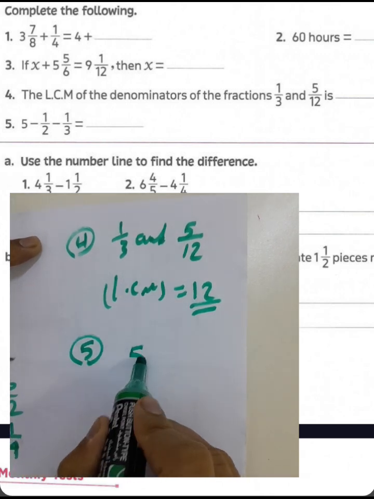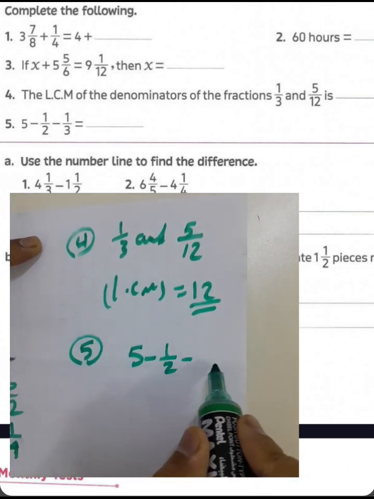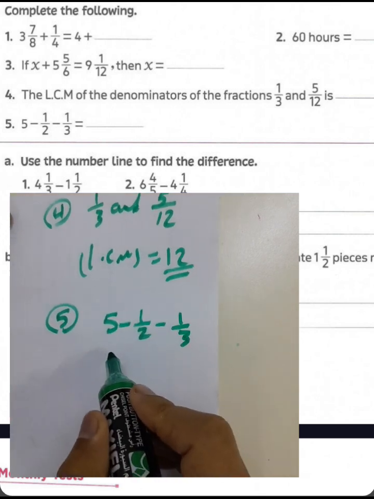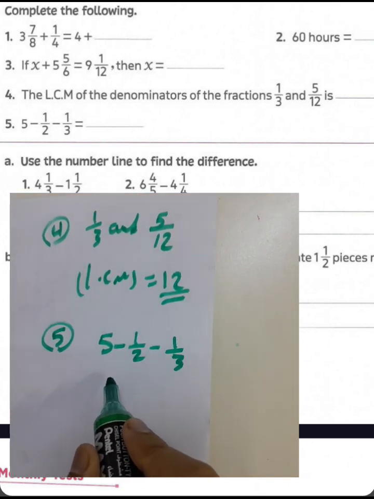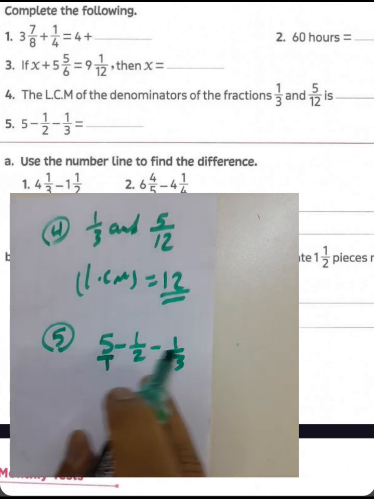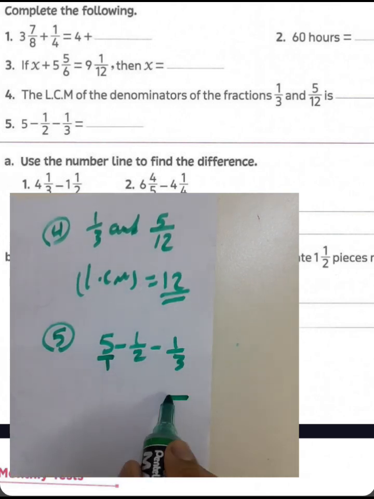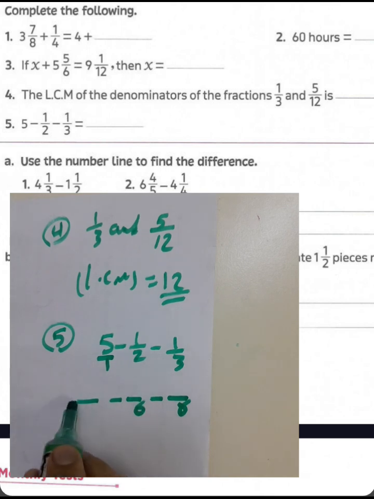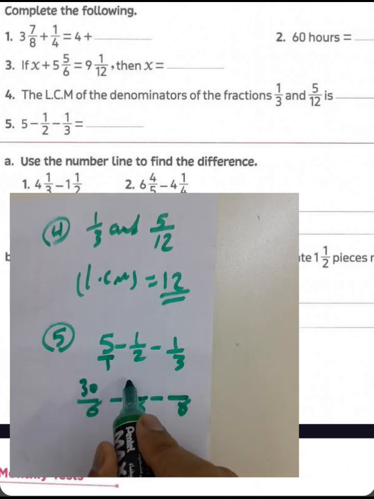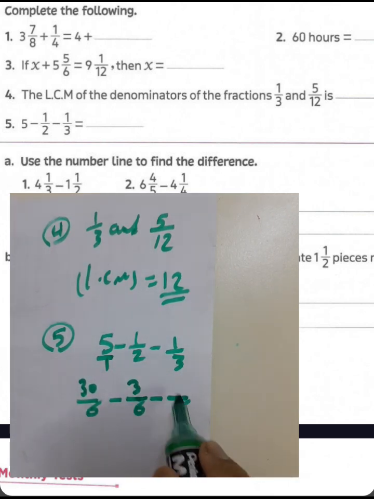Question number 5. 5 subtract half, subtract a third. We can find the difference between them. How can we find the difference? By writing the least common multiple between the 3 fractions, it will be 6. Write here 6 and 6 and 6. 1 times 6 equals 6, 5 times 6 equals 30. 2 times 3 equals 6, 1 times 3 equals 3, 2 times 3 equals 6, 1 times 2 equals 2. And then you can write 6 in the denominator.